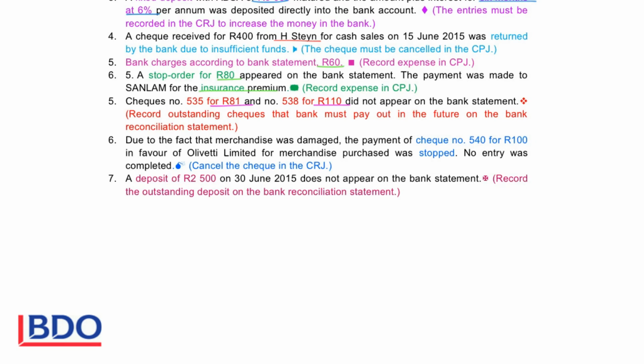Due to the fact that merchandise was damaged, the payment of check number 541 for 100 Rand in favour of Olivetti Limited was stopped. No entry was completed. When we issued the check, we recorded it in the cash payments journal. So if the check was stopped, we gave instructions to the bank that they must not pay out this check. Therefore, we will cancel the check in the cash receipts journal.